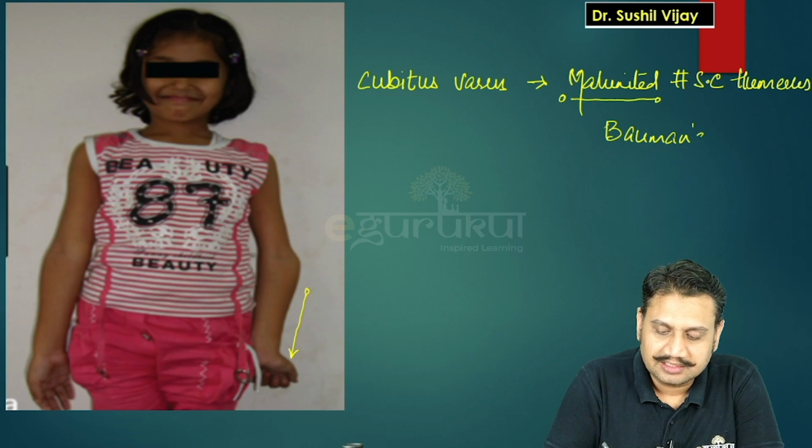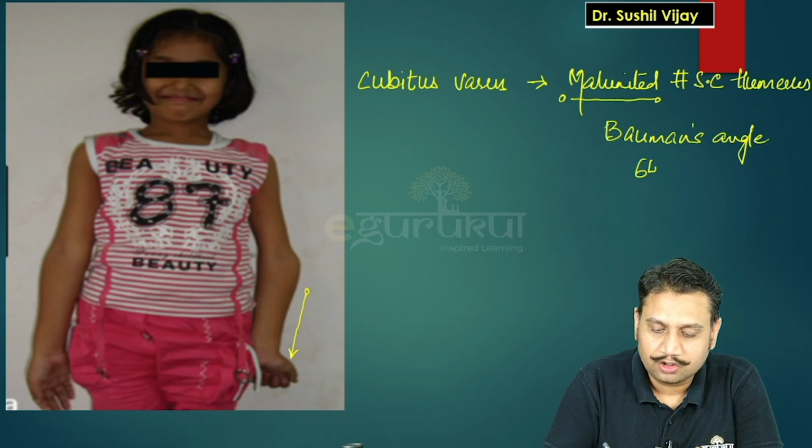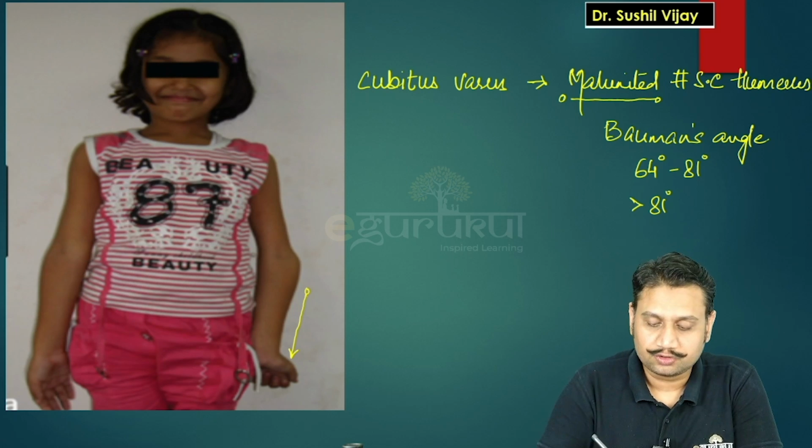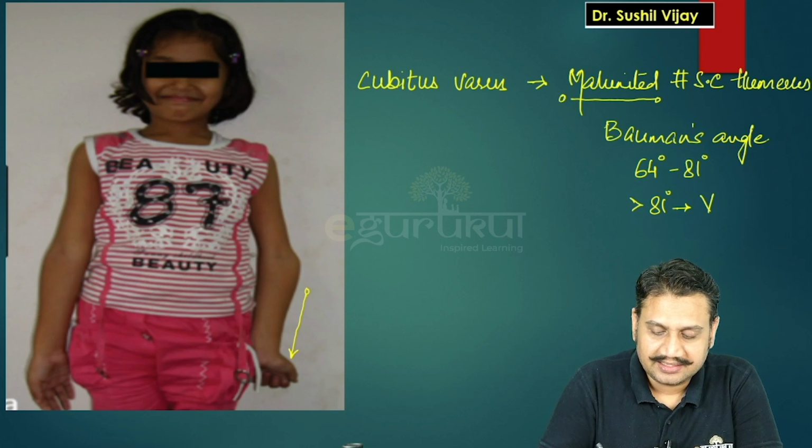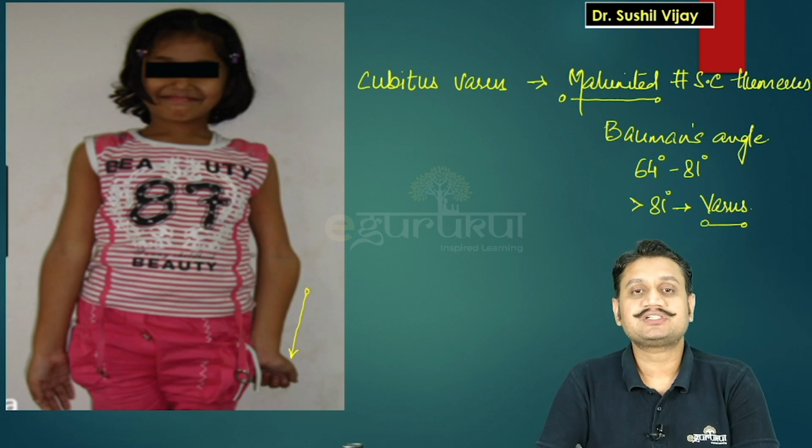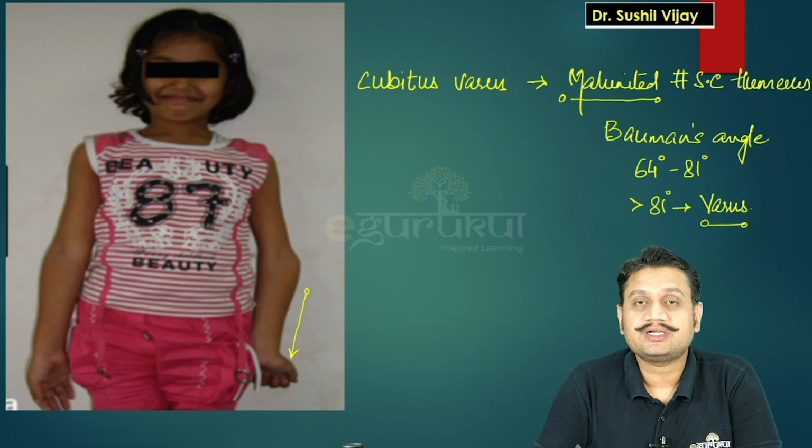That is known as the Bowman's angle, right? That is known as the Bowman's angle. How much is the Bowman's angle, normal angle? It is between 64 to 81 degrees. And when you are drawing it, if your angle on your X-ray comes out to be more than 81, it is suggestive that the patient will have a varus deformity for sure, right? So it is cubitus varus deformity this child is having.